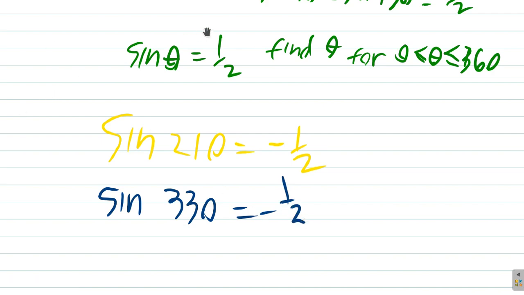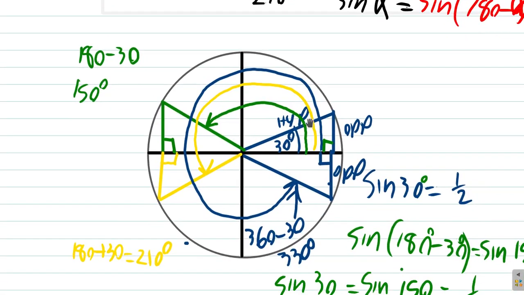So between 0 and 360, we found 4 angles. For 2 of them, the sine of that angle gives you positive a half. The other 2 give you negative a half. So if we should find out which angles, when you find the sine of that angle, you get positive a half, there will be only 2. Alright? So there we have it.